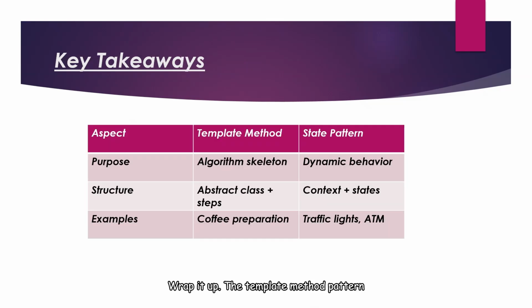To wrap it up, the template method pattern is all about defining a structure once and allowing subclasses to tweak specific parts. It encourages code reuse and standardization. The state pattern, on the other hand, helps us manage dynamic behavior changes without messy conditionals. It enables clean separation of concerns, making code easier to extend and maintain. Both are essential tools for building flexible, maintainable, and professional-grade software.